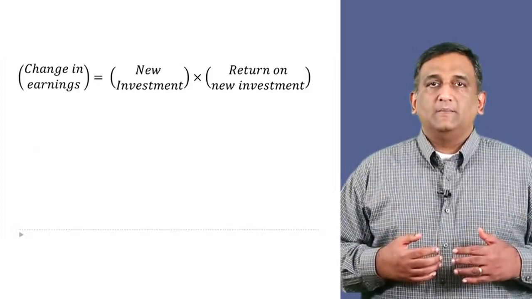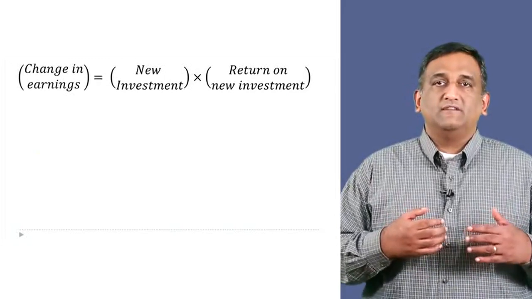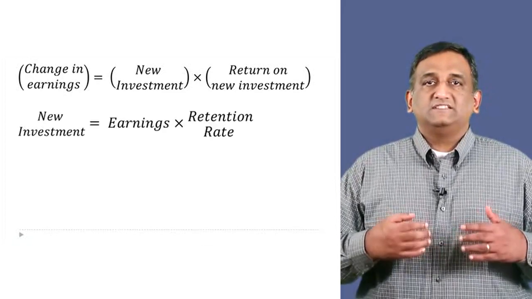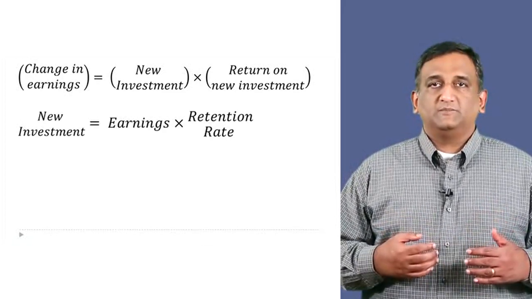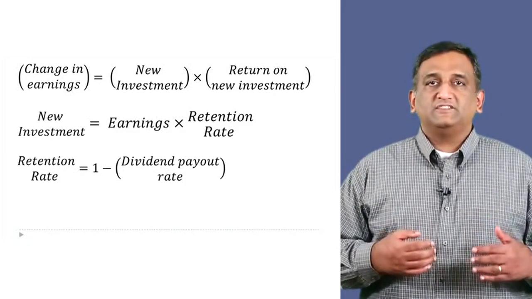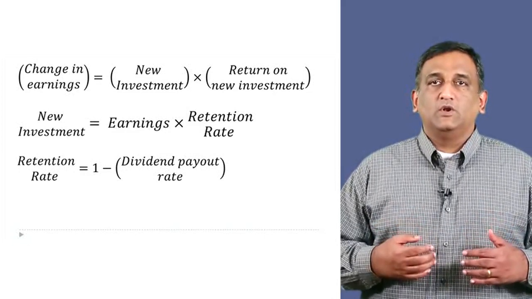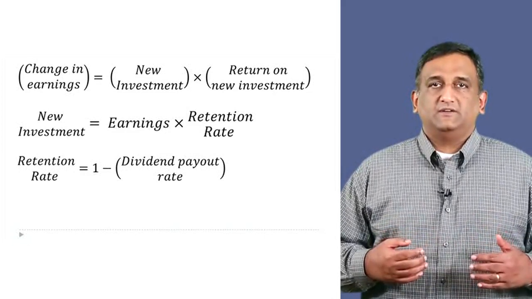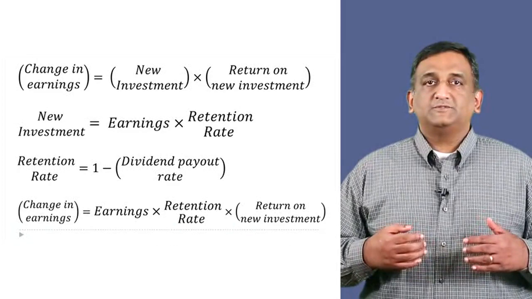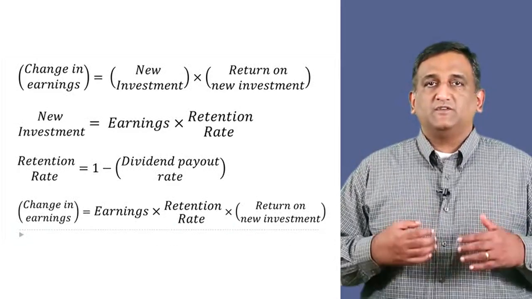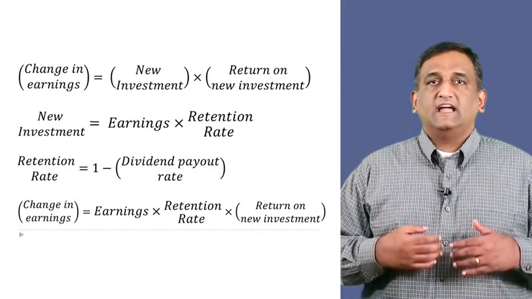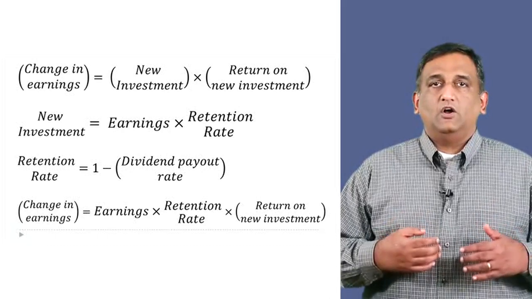Any change in earnings may be attributed to the amount of the new investment made and the return that it earns. This can be written as change in earnings equals new investments made by the company times the return on the new investment. New investments made by the company is itself equal to its earnings times the retention rate, where the retention rate is 1 minus the dividend payout rate. Substituting for new investments in the equation for change in earnings gives us change in earnings equals earnings times retention rate times return on new investment.